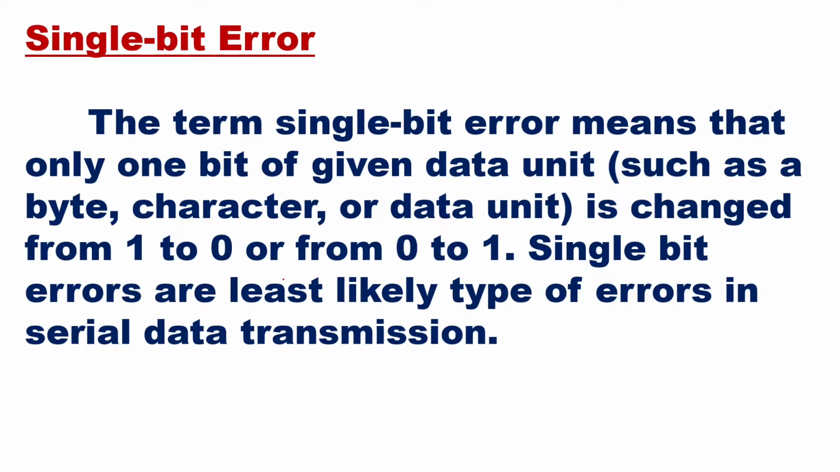If you see single bit error, the term means that only one bit of a given data unit, either logic 1 or logic 0, such as a byte, character, or data unit, is changed from 1 to 0 or 0 to 1. Single bit errors are the least likely type of errors in serial data transmission, but they are more likely to happen in parallel data transmission. This is what we were told earlier also. So this is the first type of error, which is called single bit error.